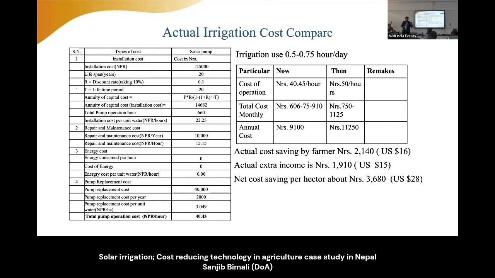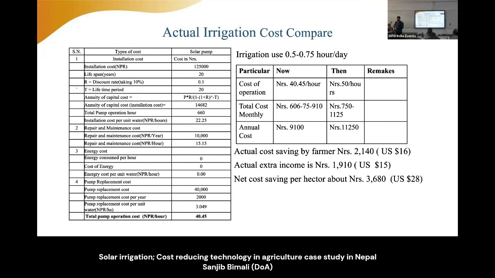For case one, the pump operation is around 660 hours throughout the year. When we calculate the operating cost of the pump, it is around 40 rupees and 45 paise per hour. The annual cost saving by the farmer is just around $16 per year, and per acre is about $28, and his extra income is just $15.